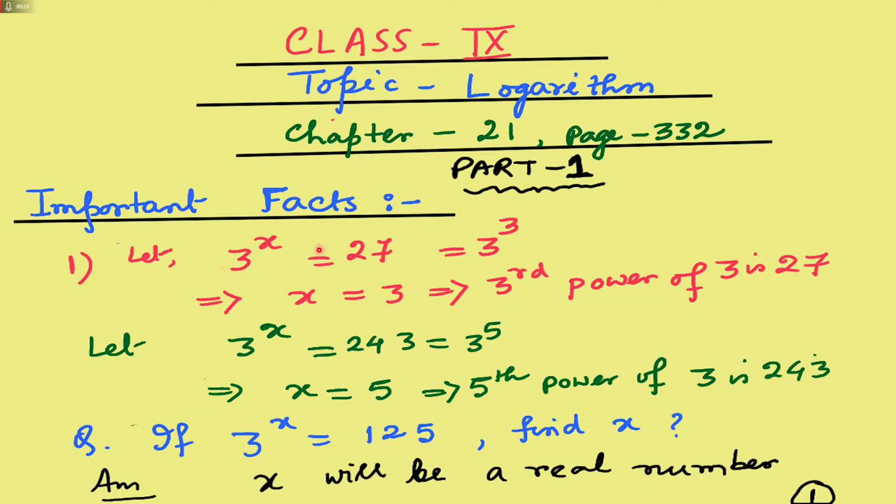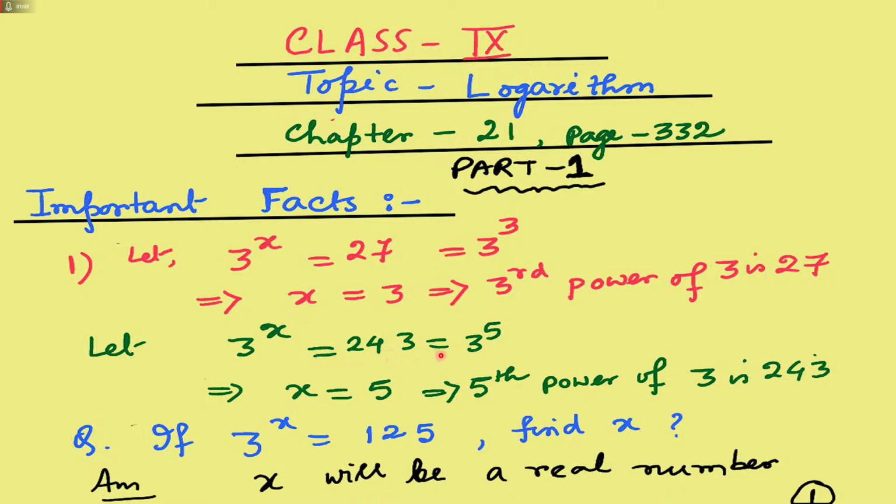Suppose you are given 3 to the power x equal to 27 and you have to find the value of x. Then it is very easy to find because you can write 27 as 3 cube and you will find x equal to 3. Actually this happens by the rule of indices, and you can say that this 27 is nothing but the third power of 3. Suppose I am giving you 3 to the power x equal to 243.